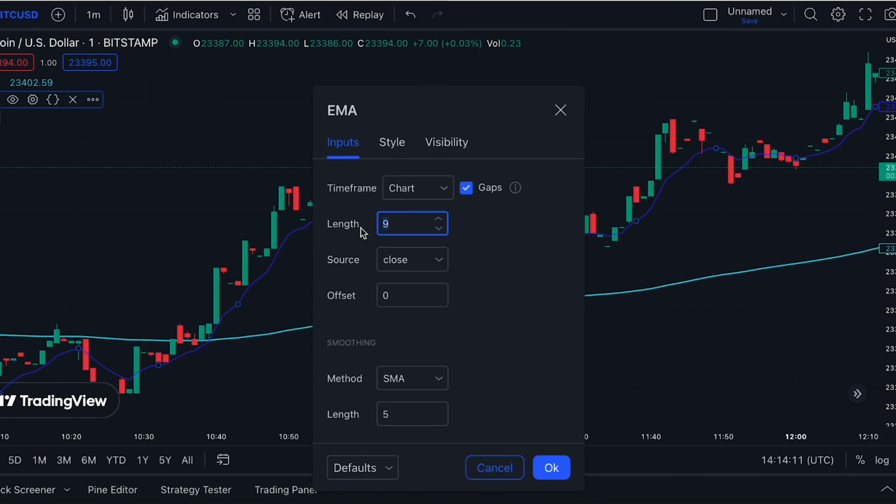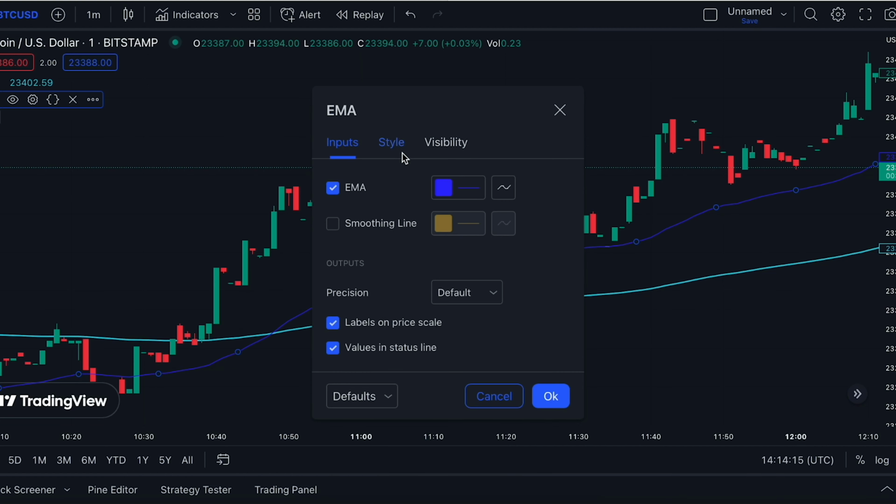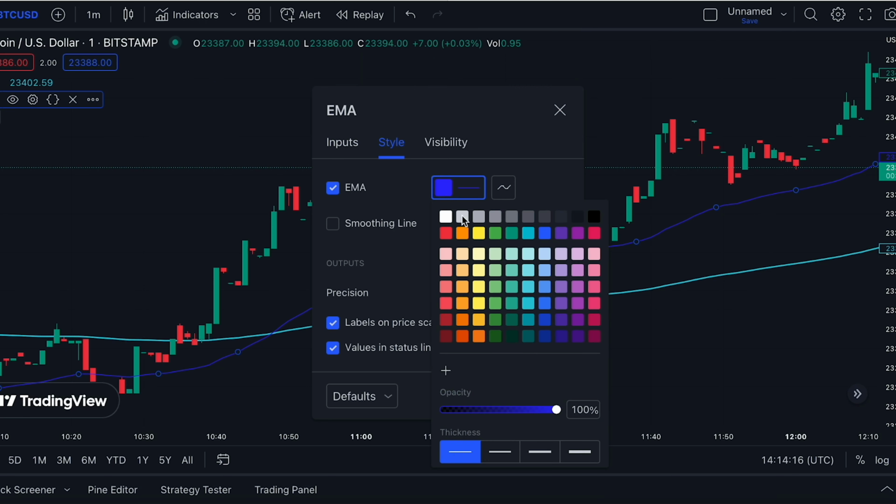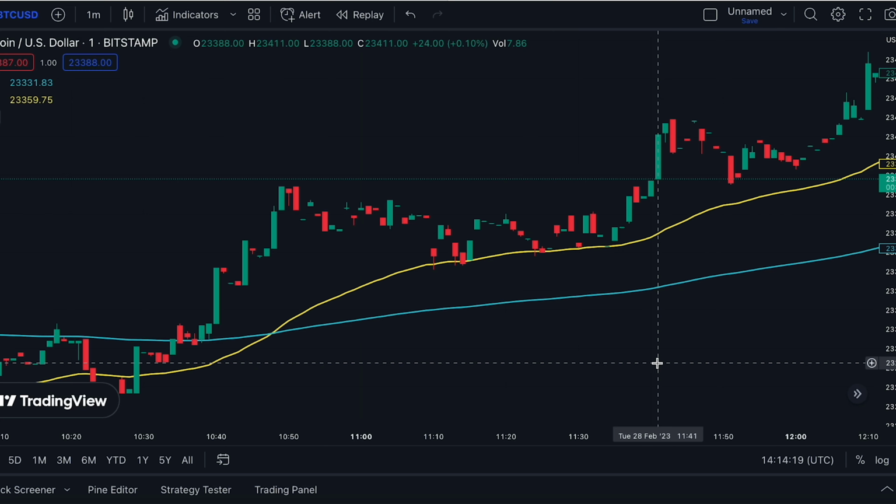Change the parameters for the other EMA now. Change the length to 50 in the Inputs tab. We'll then adjust the line's color and thickness to make the line more noticeable. That's all we needed to do.